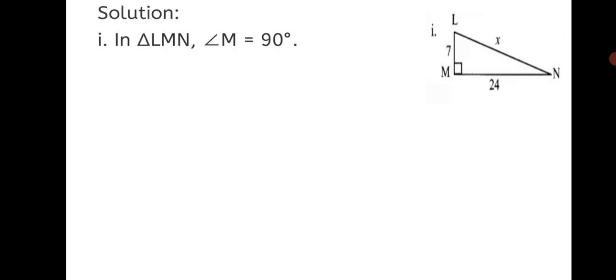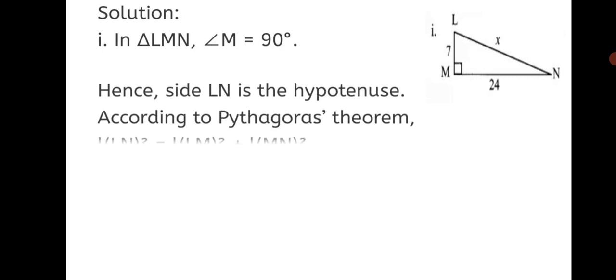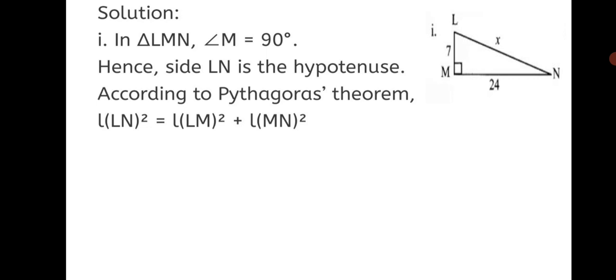So we can write the solution. In triangle LMN, angle M is equal to 90 degrees. Hence, side LN is the hypotenuse. We have to write down what we know, that in triangle LMN, angle M is 90 degrees. Hence, side LN is the hypotenuse. Now according to Pythagoras theorem, you have to mention it. According to Pythagoras theorem, write the formula.